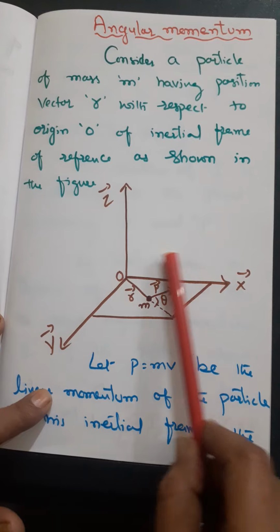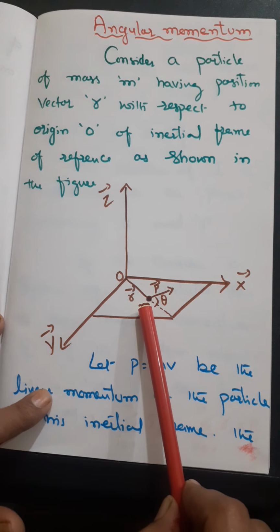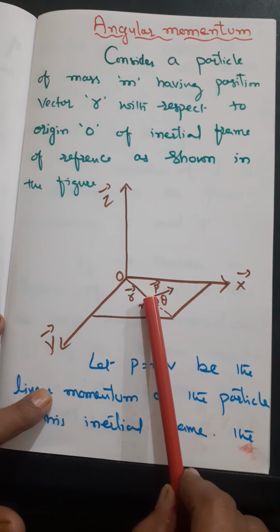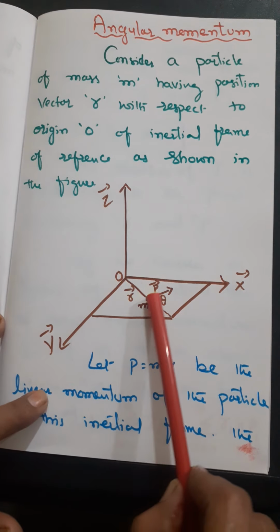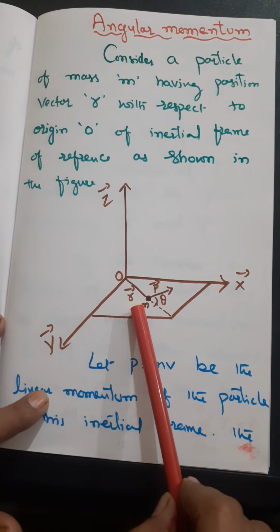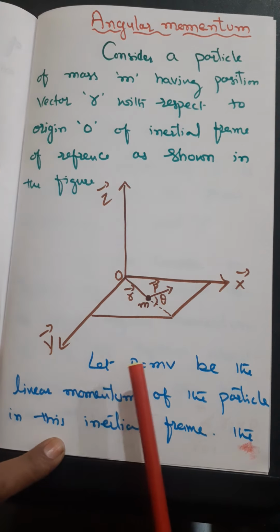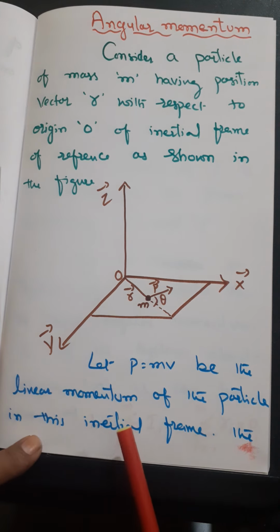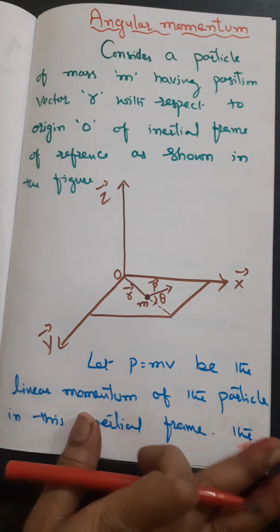Now in this frame of reference, let us consider a particle P of mass m, whose position vector from O is r. When it rotates, it makes an angle theta. Here let p equal to mv be the linear momentum of the particle in the inertial frame of reference. Now we know this.